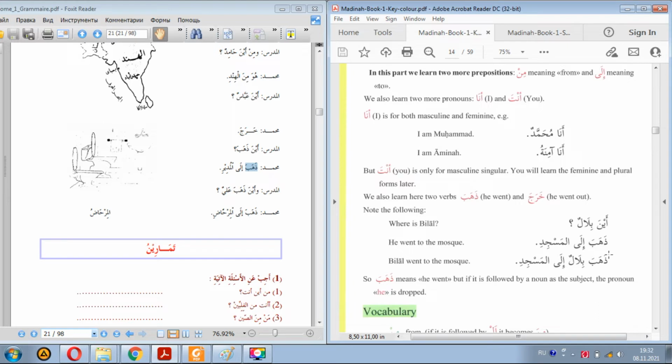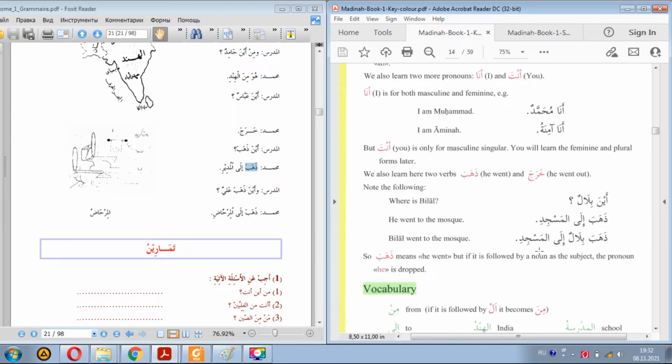And here we have ذهب بلال إلى المسجد. But once we add the name of the person we are talking about, then of course this he is dropped, and we have Bilal. Bilal went to the masjid, to the mosque. So ذهب means he went, but if it's followed by a noun as the subject, the pronoun he is dropped. You see this he is dropped because we added Bilal.